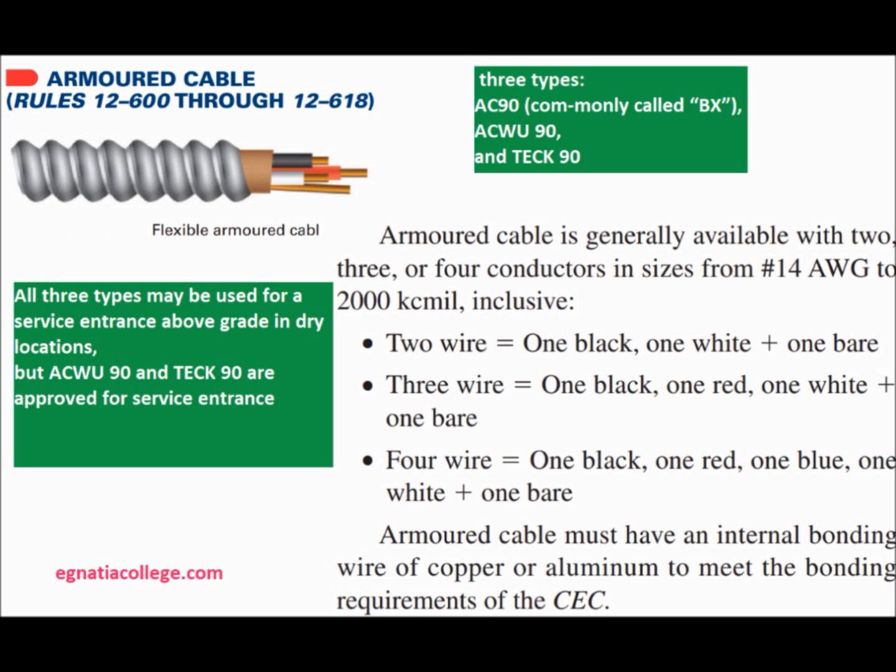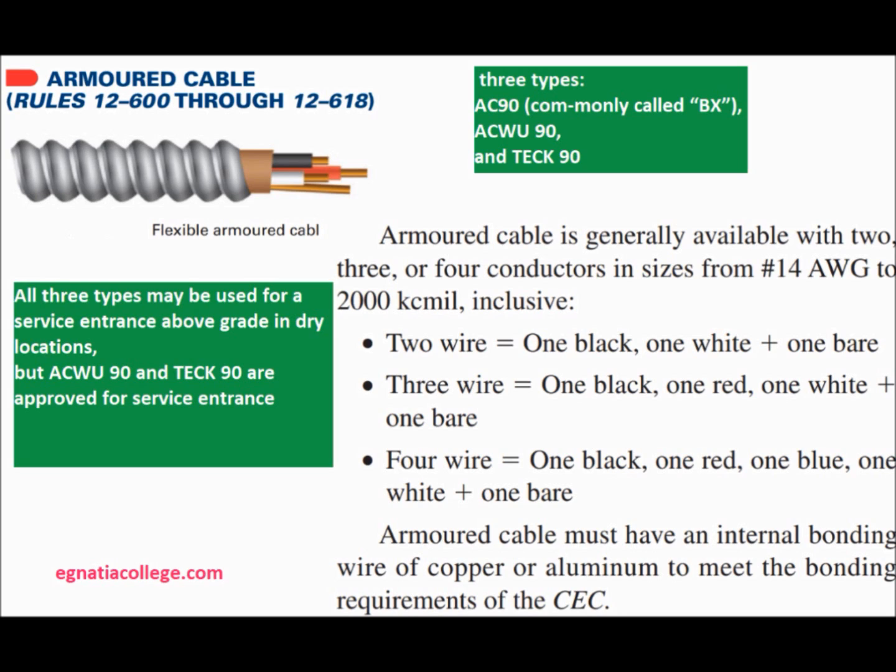Armored cable. The CEC describes the construction of armored cable. It lists three types: AC90, commonly called BX, ACWU90, and TECK90. AC90 is approved for dry locations only. At one time, BX was a trademark owned by the General Electric Company. It is now a generic term.